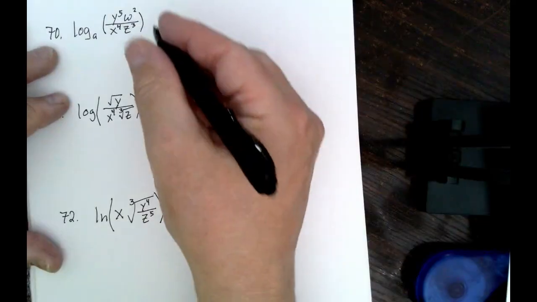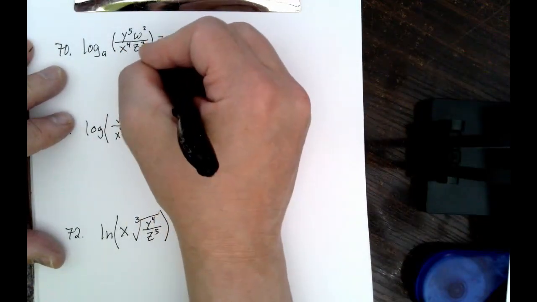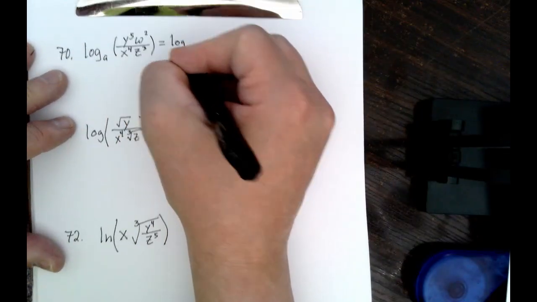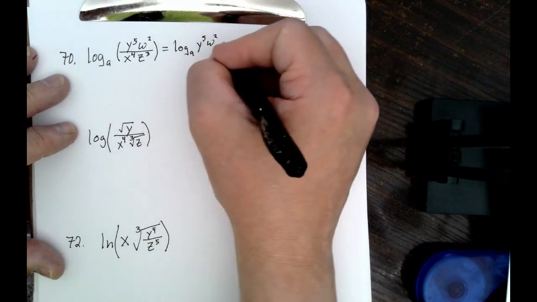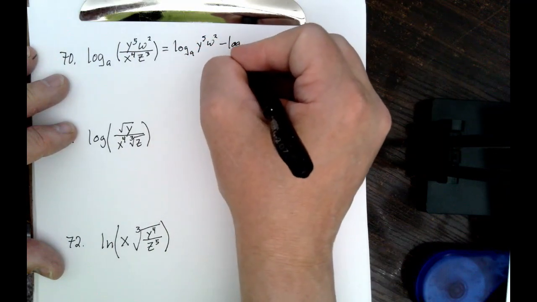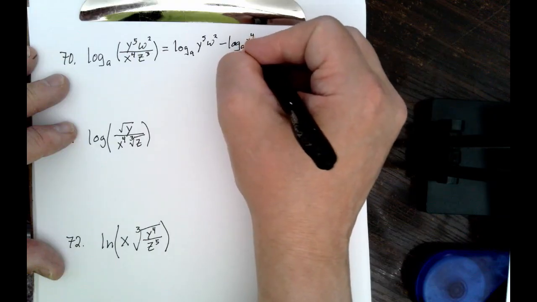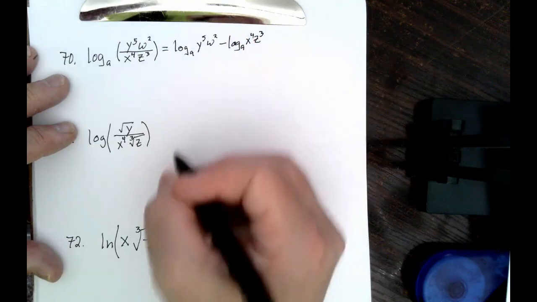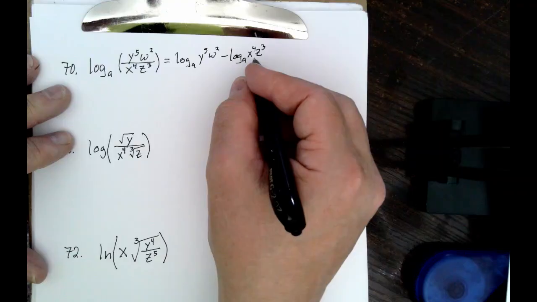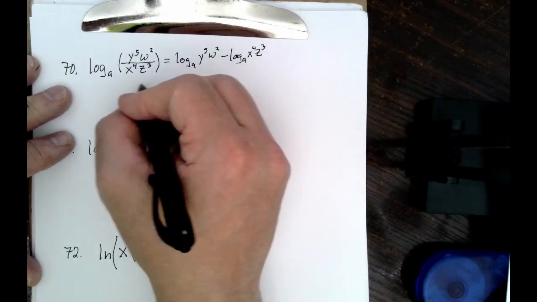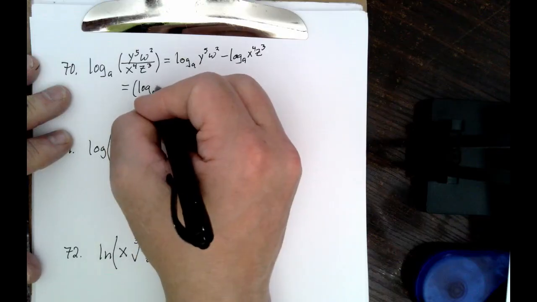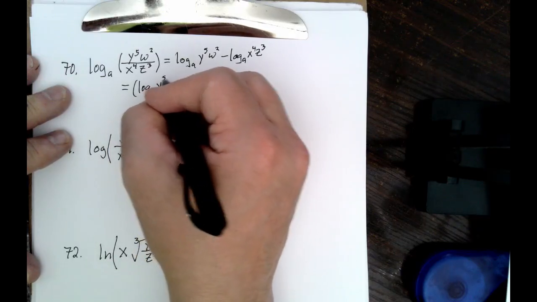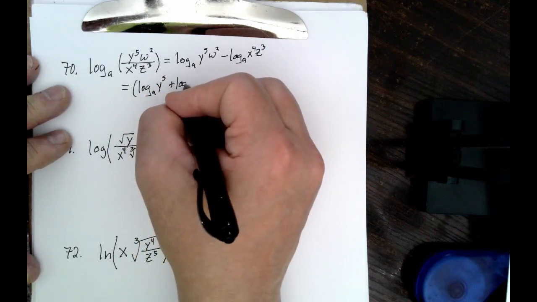Alright, let's look at the last 3 problems that are left. Okay, this division becomes subtraction. Log base a of y to the 5th w squared minus log base a of x to the 4th z to the 3rd. First one and second one here break up into addition, and if you want to put them in parentheses so you can be careful how they break up, you can do that.